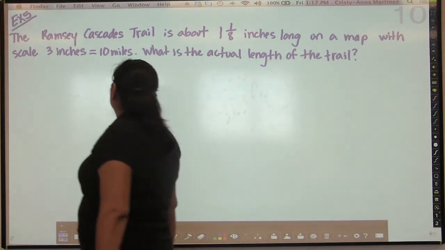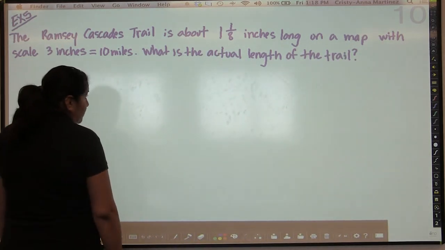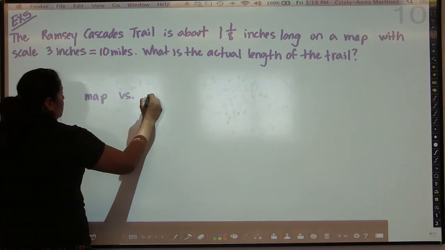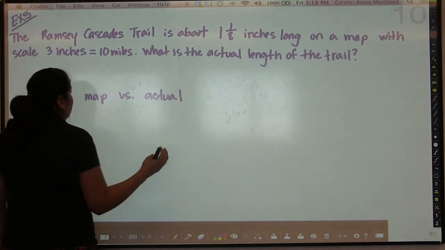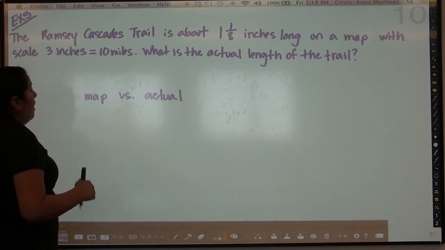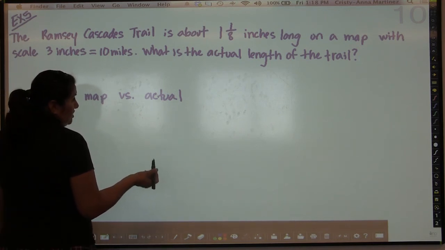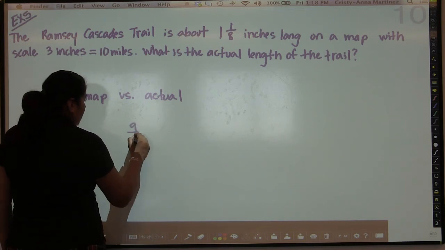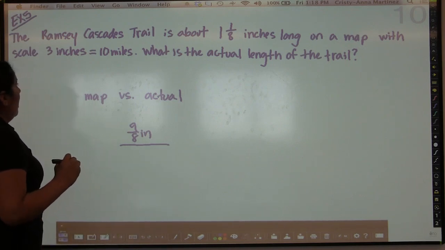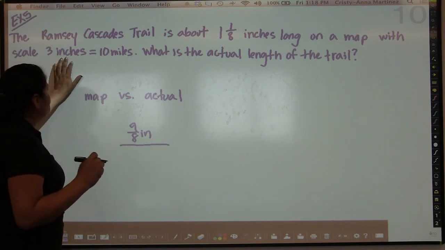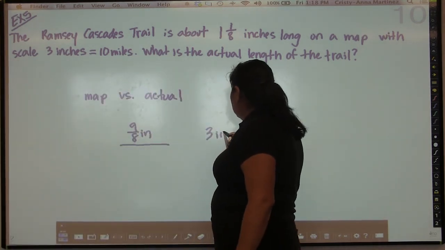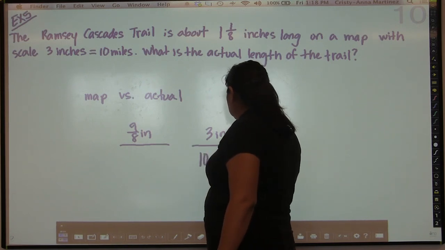So here we go. The Ramsey Cascades Trail is about 1 1/8 inches long on a map. So we have map versus actual. Because clearly on a map it's going to be smaller than it is in actuality, in reality. So you can make that into a proportion. On a map, the trail is 1 1/8 inches, which is basically the same thing as 9/8 of an inch. That's on the map, okay? And on the map, we know that 3 inches is equivalent to 10 miles.